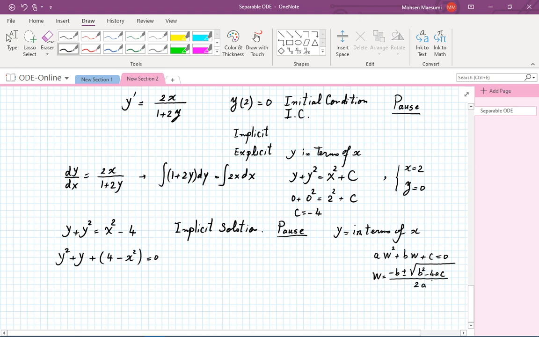Now everybody is familiar with that from high school, but sometimes people forget that A, B, C don't have to be always given numbers. They could be parameters, and still you can apply this formula. So my A here is 1, my B is 1, and this 4 minus x squared, this whole thing is my C. So if you realize that, then finding y will be easy for you.